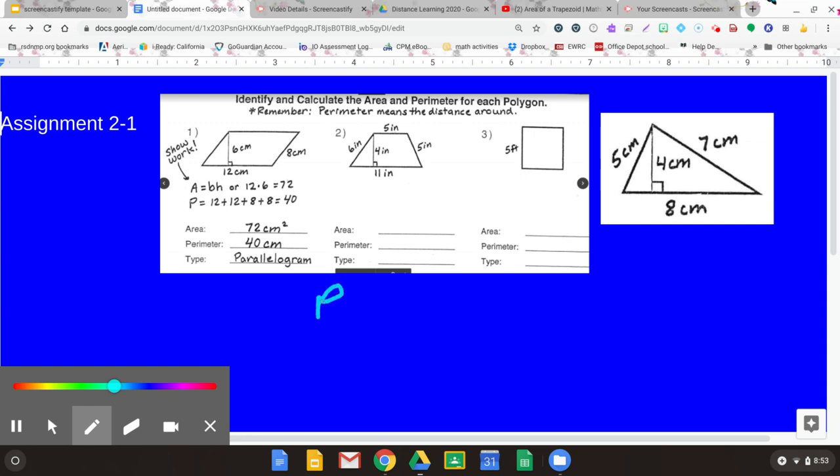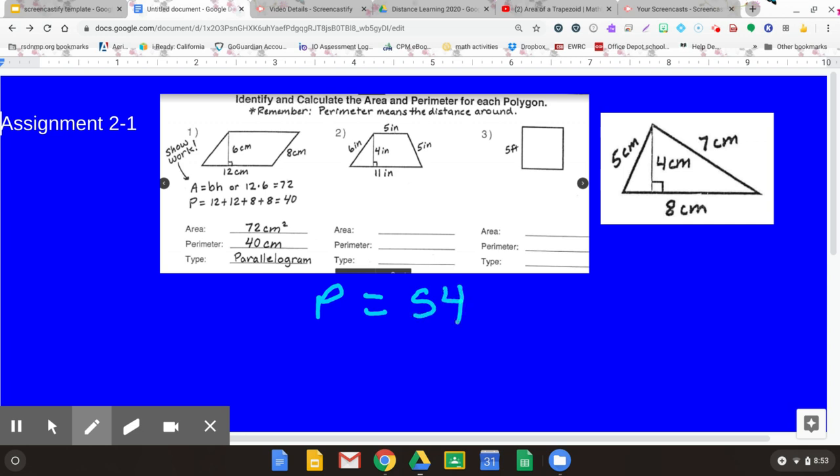The perimeter of a square is the side times 4, because I have this side 5 4 times. All sides are the same, so perimeter equals 5 times 4. Perimeter equals 20 feet.